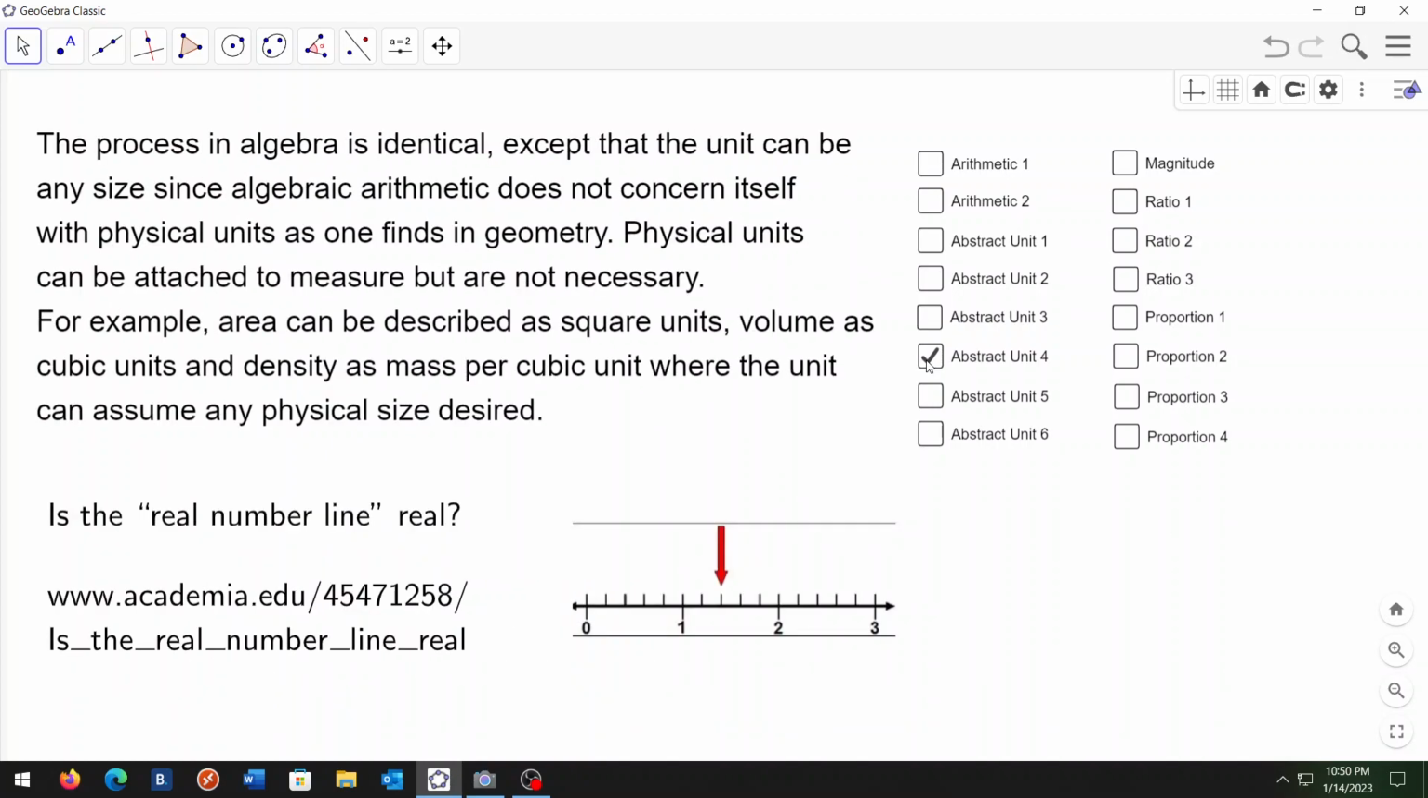The process in algebra is identical, except that the unit can be any size since algebraic arithmetic does not concern itself with physical units as one finds in geometry. Physical units can be attached to measure but are not necessary. For example, area can be described as square units, volume as cubic units, and density as mass per cubic unit, where the unit can assume any physical size desired. Is the real number line real? If you want to learn more about that, check out the article below.